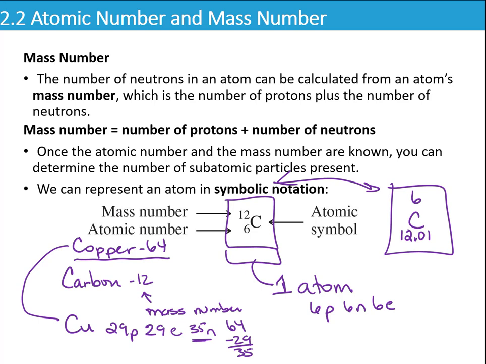Okay? So I'm just showing you different ways that they refer to and talk about elements. They might just use it according to the periodic table. They might use that symbolic notation. They might use the name of the element with its mass afterwards. All of those are the same.